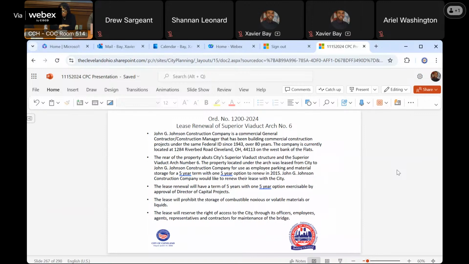Move for approval, ordinance number 1200-2024. Second. Motion and a second, call the roll. Anthony, yes. Curry, Yes. McCray Scott, Yes. Sergeant, Yes. Motion carries. Thank you, guys.